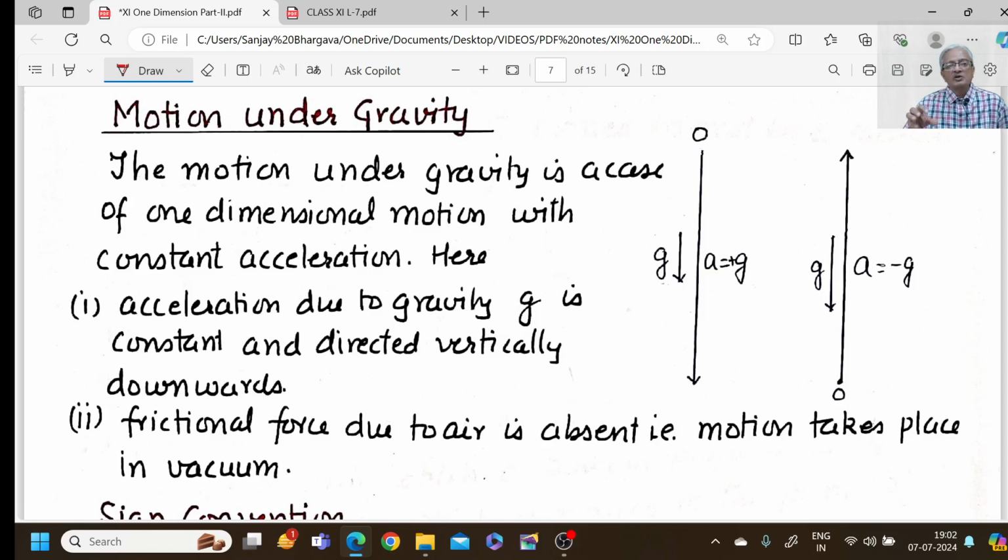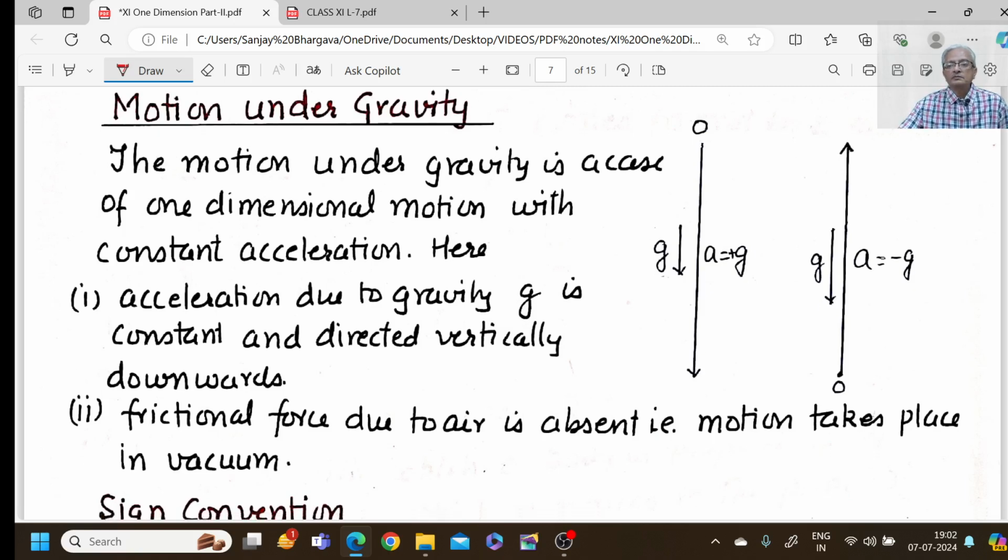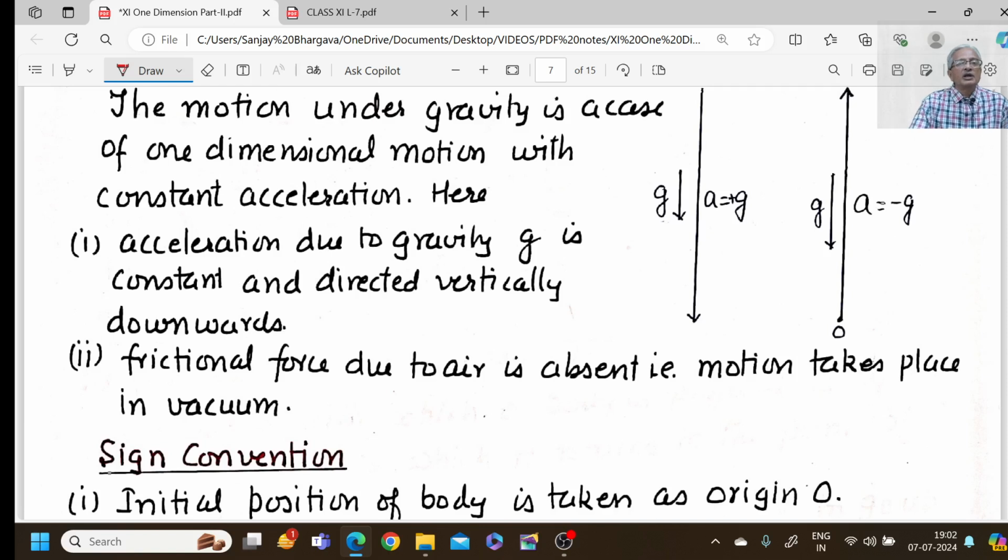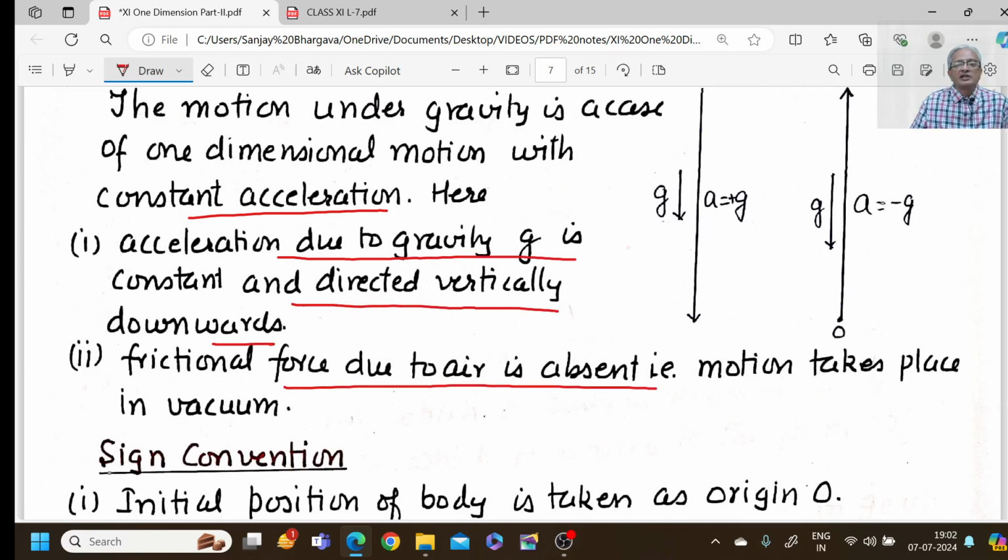Now let us focus on motion under gravity. Motion under gravity is a case of one-dimensional motion with constant acceleration. Here acceleration due to gravity g is constant and directed vertically downward. The frictional force due to air is absent, that is, motion takes place in a vacuum.